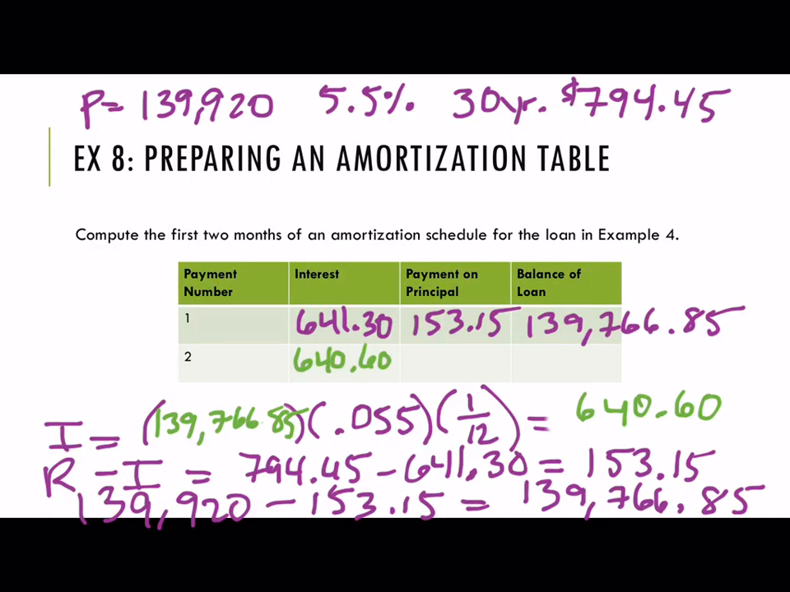Then payment on principal. So we have a constant monthly payment. This is not a situation where we have graduated payment. So we're still going to take the R that we've had all along, $794.45, that monthly payment, and now we're subtracting the interest for the month. So that's the $640.60, and then whatever's left, that's going to be the payment on principal. So this month it's $153.85.